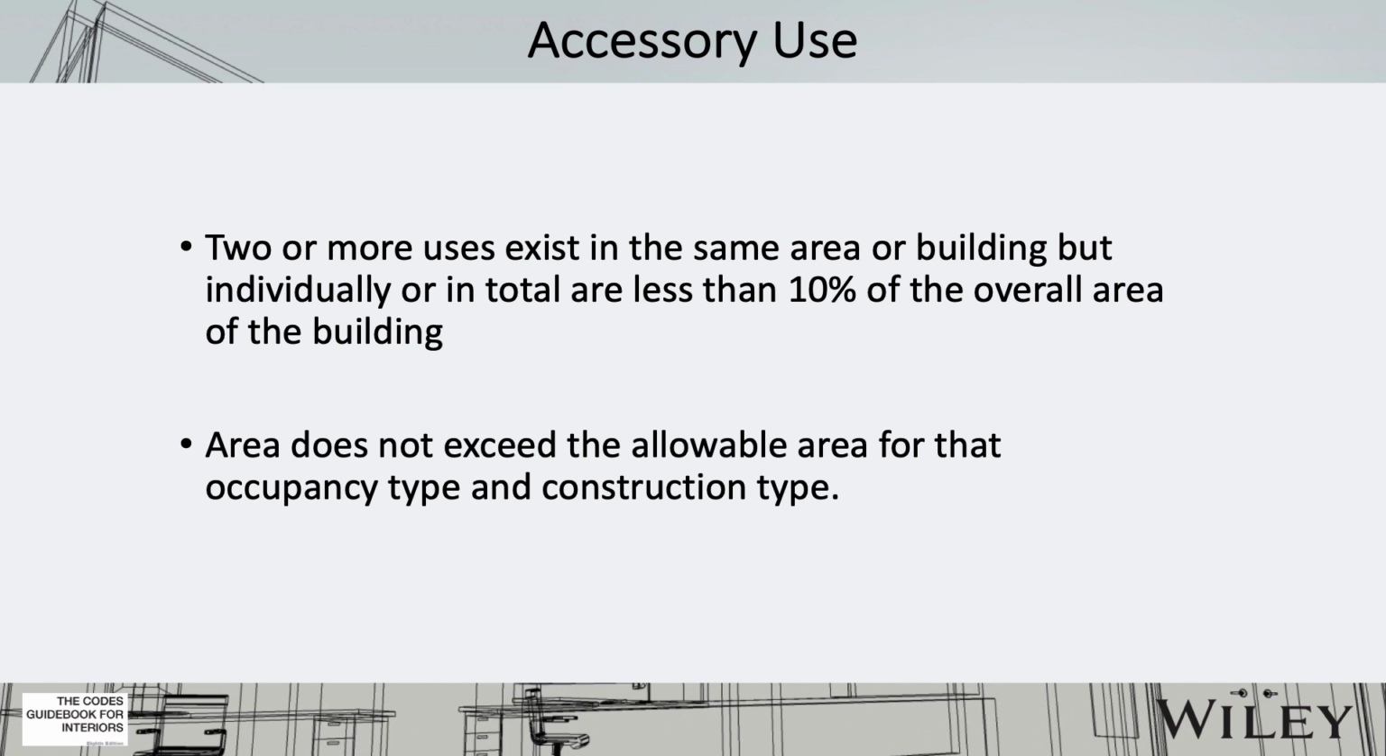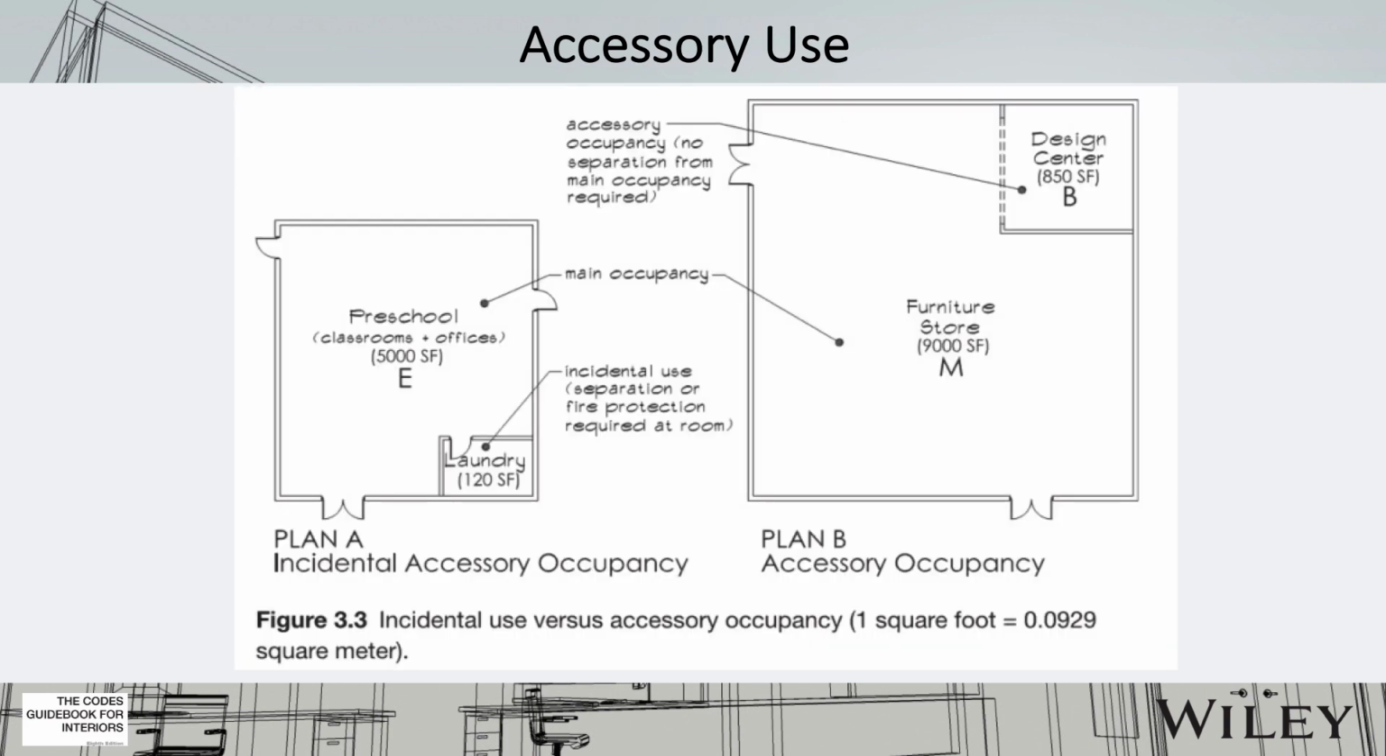An area can remain an accessory use as long as the total of that accessory use is less than 10% of the overall area of the building or project. Here we're looking at that diagram again on the left as an incidental use and on the right as an accessory use based on the size of those areas within the entire plan.